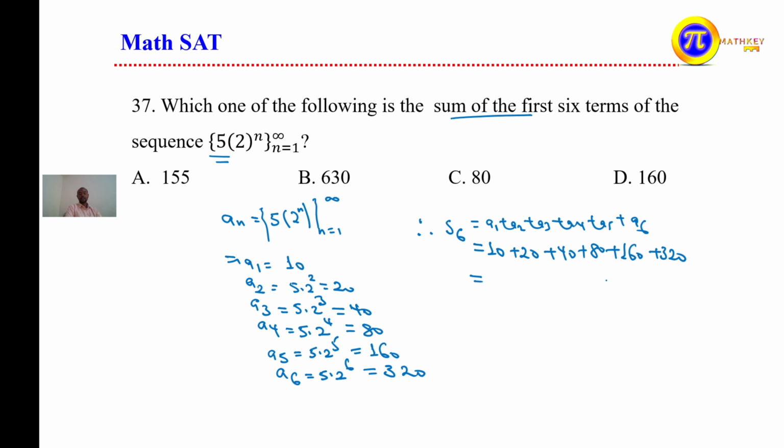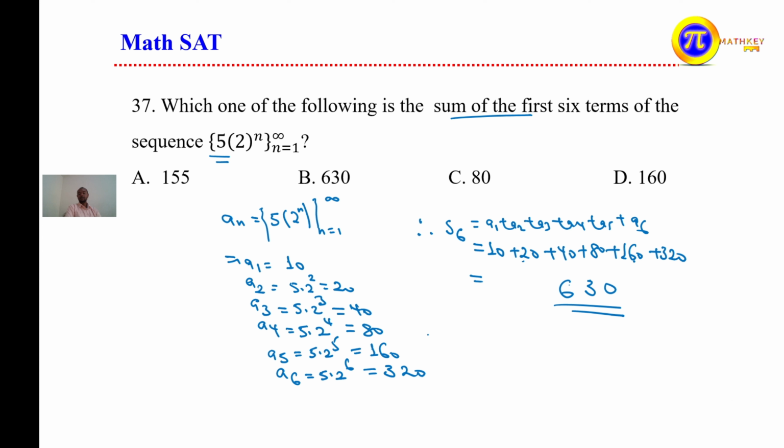Let's add: take 0, 2 plus 6 is 8, 8 plus 8 is 16, 16 plus 4 is 20, 20 plus 2 is 22, 22 plus 1 is 23, write 3 and carry 2. 3 plus 1 is 4, 4 plus 2 is 6. So the sum for this one is 630.